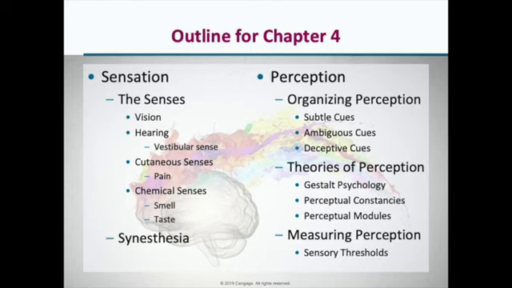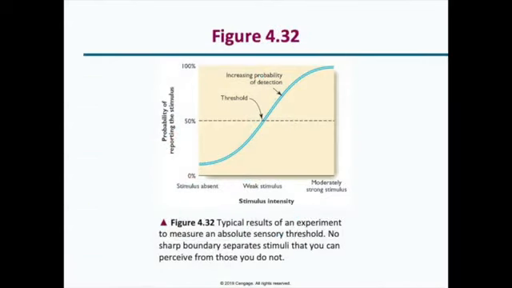Slide 62. Figure 4.32 presents typical results of an experiment measuring an absolute sensory threshold. The results show that no sharp dividing line distinguishes sensory stimuli that can be perceived and sensory stimuli that cannot be perceived. Right? So this is important.